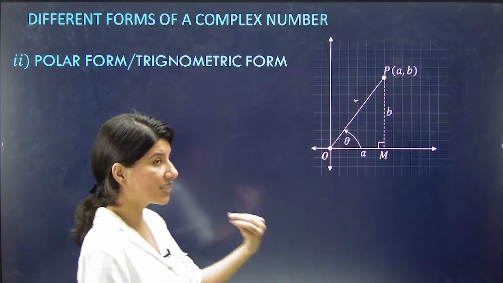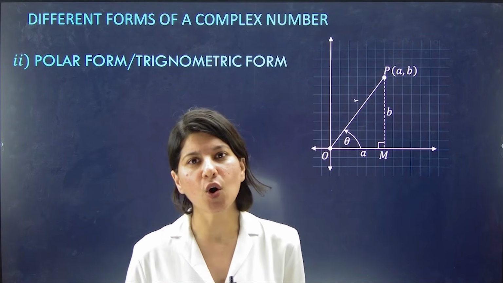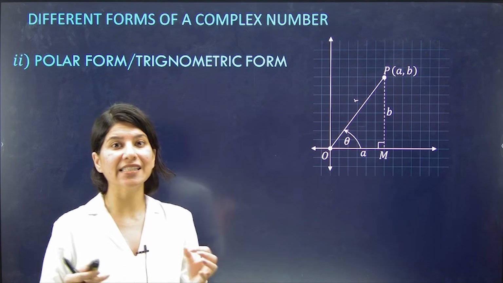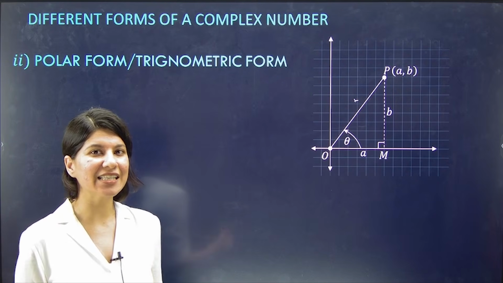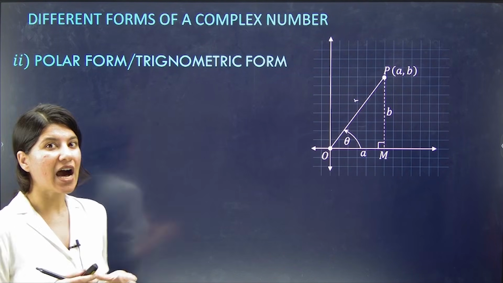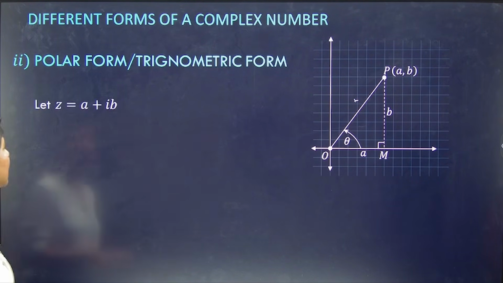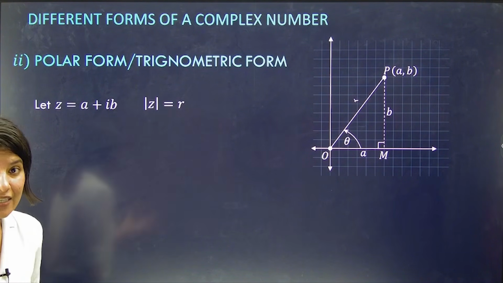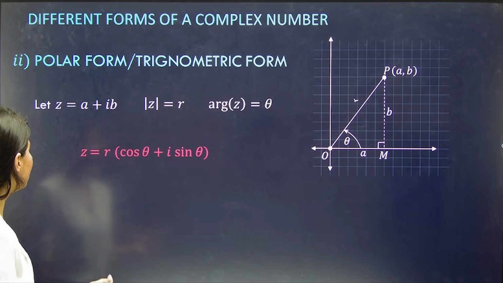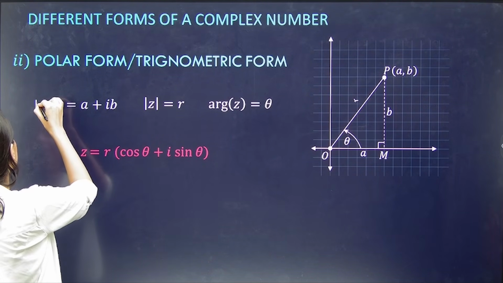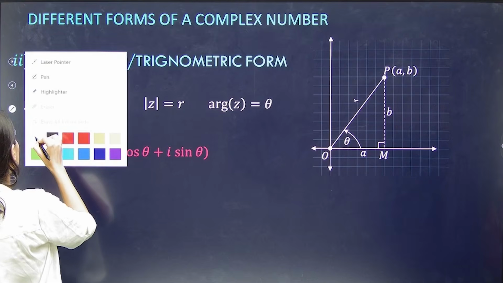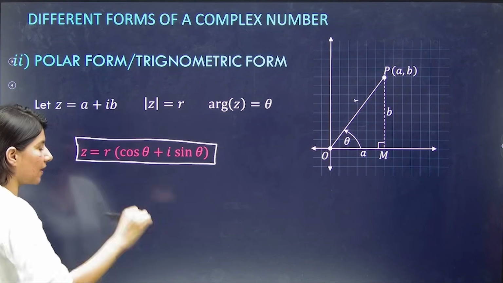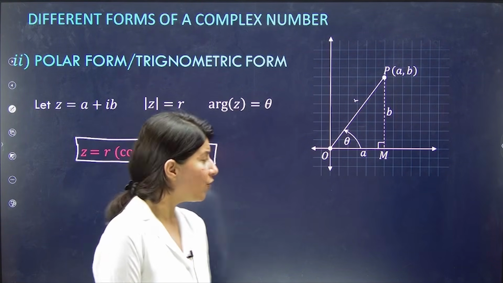Right, now the next form is the polar form, or you can call it the trigonometric form, that is r cis theta. R cis theta, that is, r cos theta plus iota sin theta. So this complex number a plus iota b can be expressed in this form, r cis theta, or you can call it r cos theta plus iota sin theta. Correct?